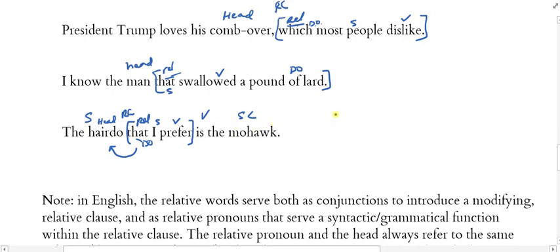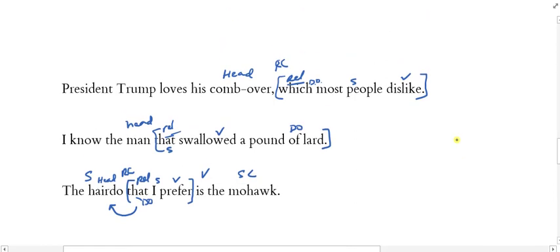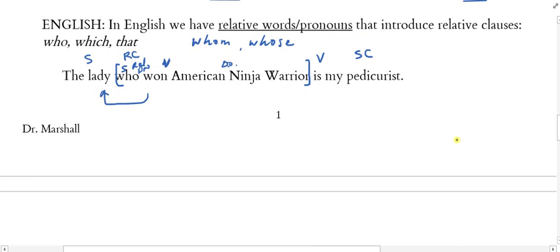Now note here in English, the relative words serve both as conjunctions to introduce a modifying relative clause, and they also serve as relative pronouns that serve a syntactic or grammatical function within the relative clause. Notice we were able to identify the syntactic or grammatical function of each of these relative words. Who, in Who Won American Ninja Warriors, its grammatical function is as the subject of the relative clause. Right?